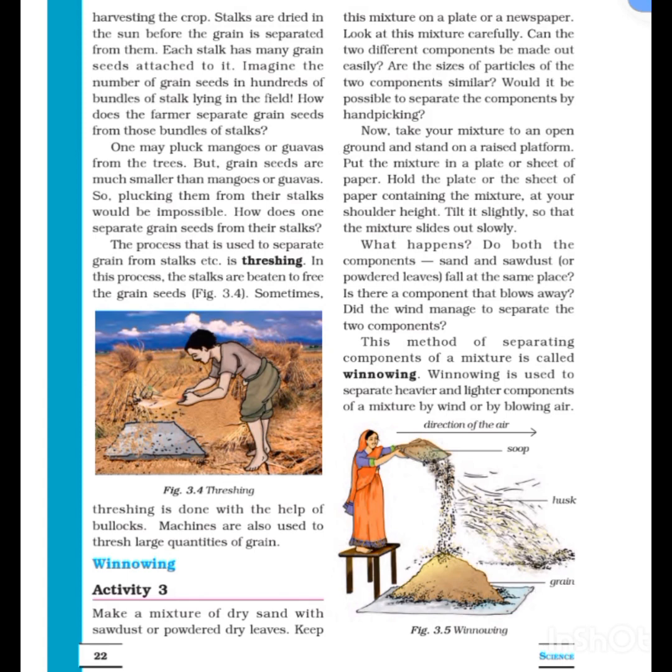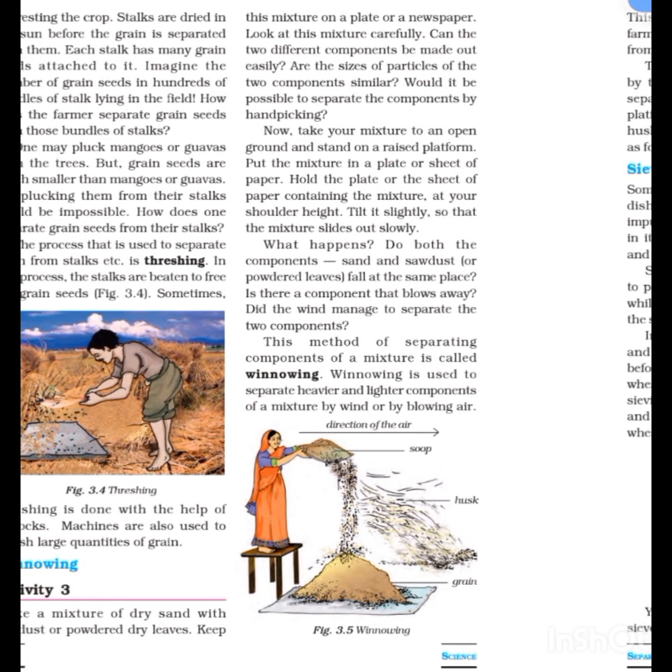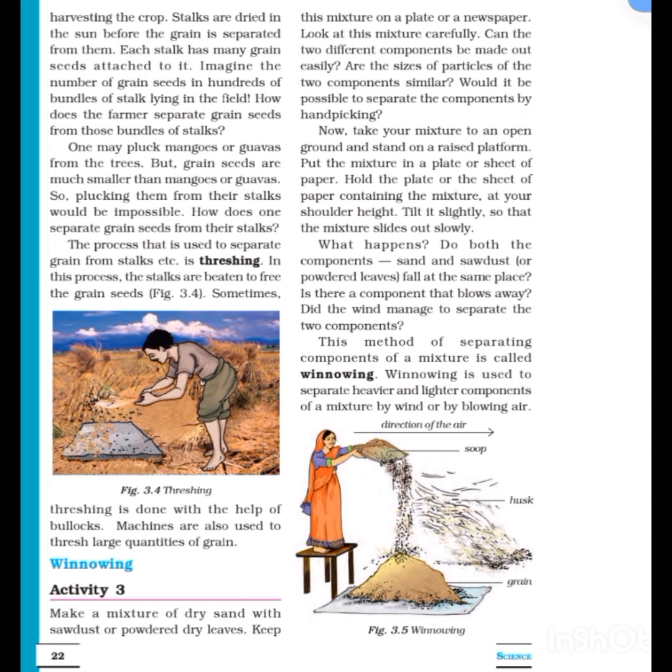So make a mixture of dry sand with the sawdust or powdered dry leaves. Keep this mixture on a plate or a newspaper. Look at this mixture carefully. Can the two different components be made out easily? Are the sizes of particles of the two components similar? Would it be possible to separate the components by hand picking?